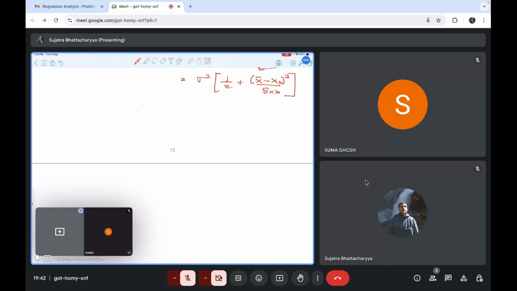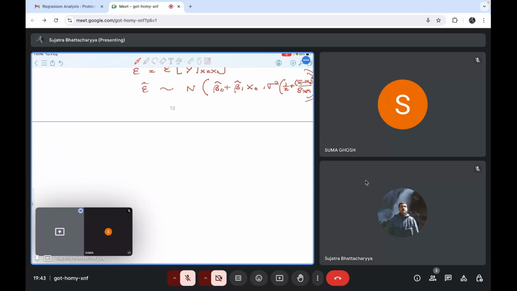Now I can write e hat, which is e of y hat at x equal to x naught. It is nothing but a normal distribution with mean beta naught hat plus beta 1 hat x naught, and this variance which we have got, 1 by n plus (x bar minus x naught) whole square by sx. So this is the normal distribution.